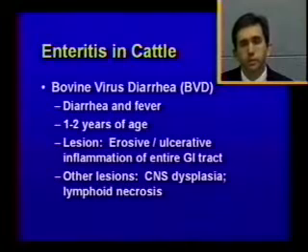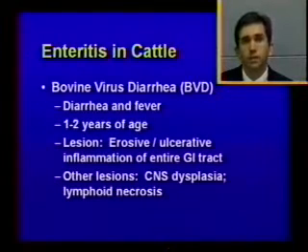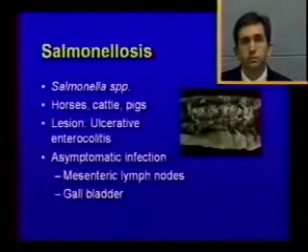In other words, not just intestinal disease, it can also cause malformation of the central nervous system, particularly if the animal is infected during fetal development. It also causes very severe necrosis of the lymphoid tissues, and this causes immunosuppression. So BVD can predispose or set the animal up for many other infectious diseases, when really BVD is the underlying cause. So it's very important in the management of cattle.